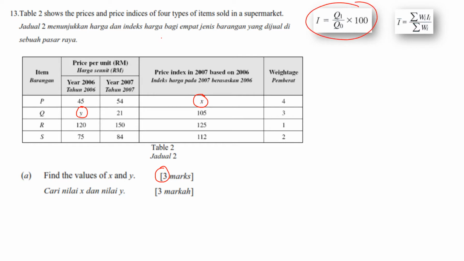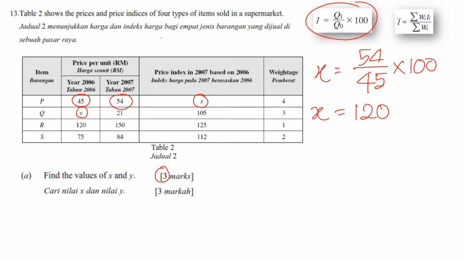By using the formula from here, you should be able to say that x is equal to the instant year, which is 54, the price of instant year, over the original, which is 45. Then times 100, follow the formula. So by pressing your calculator, you should be able to get 120. The minute you get 120, place the number next to your x as you write your answer in your working. This will be your x.